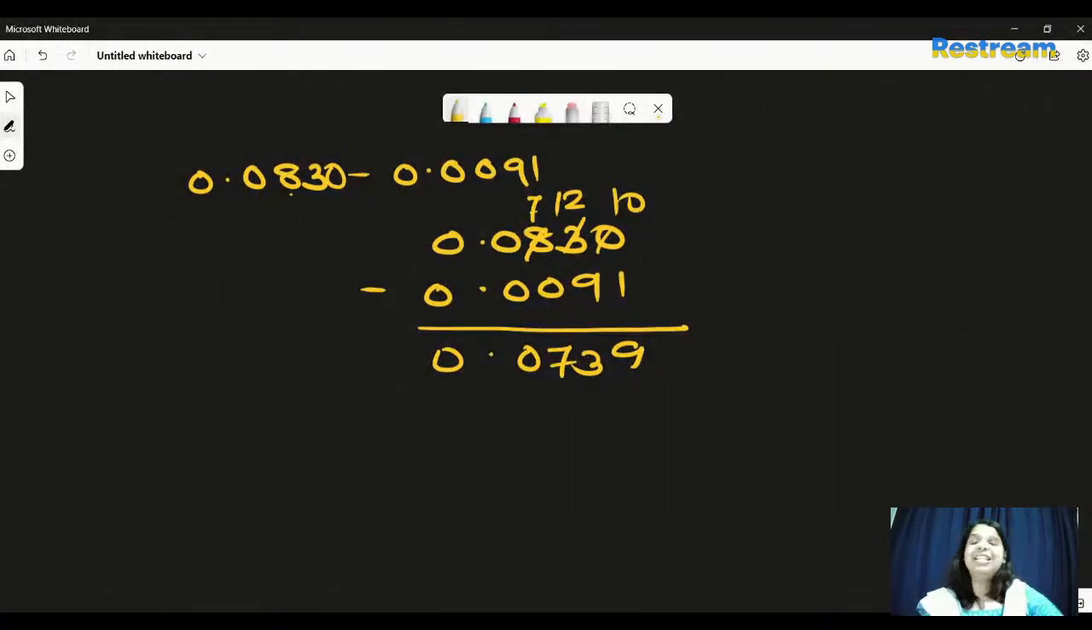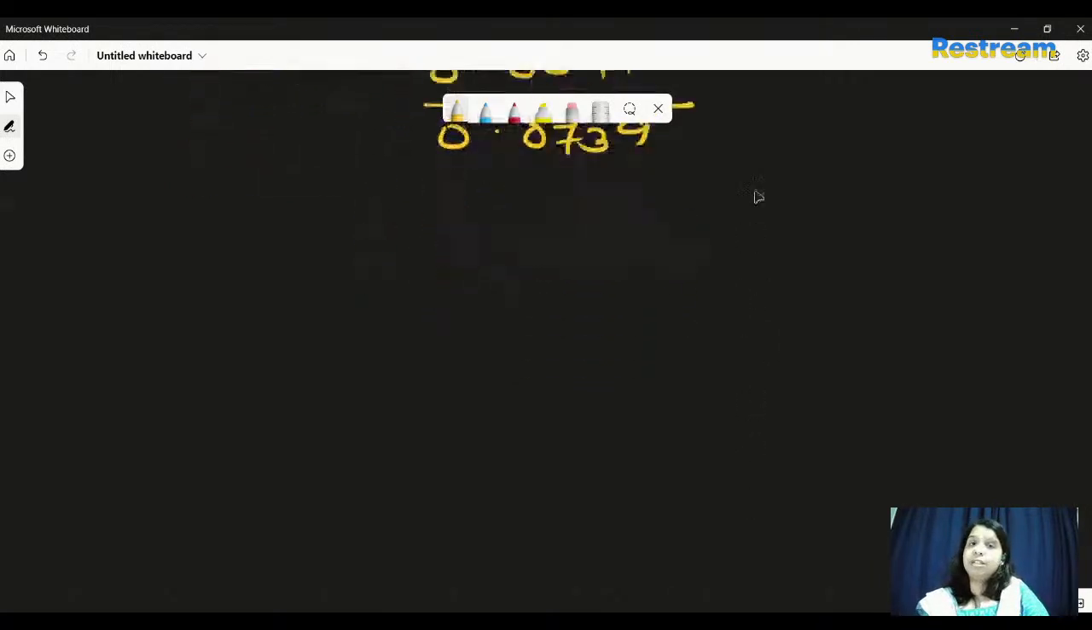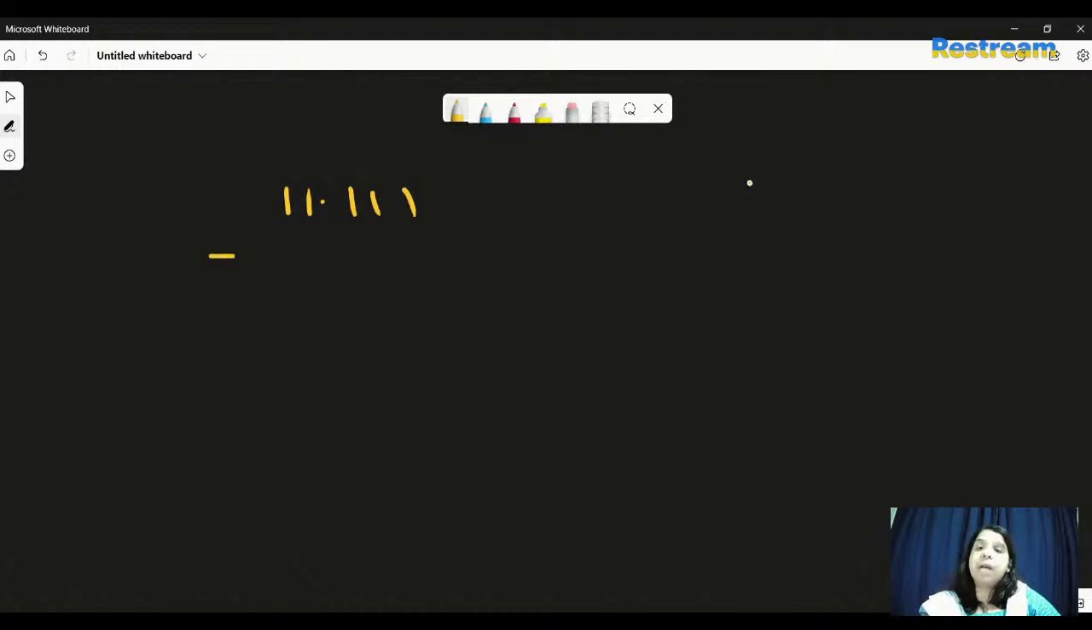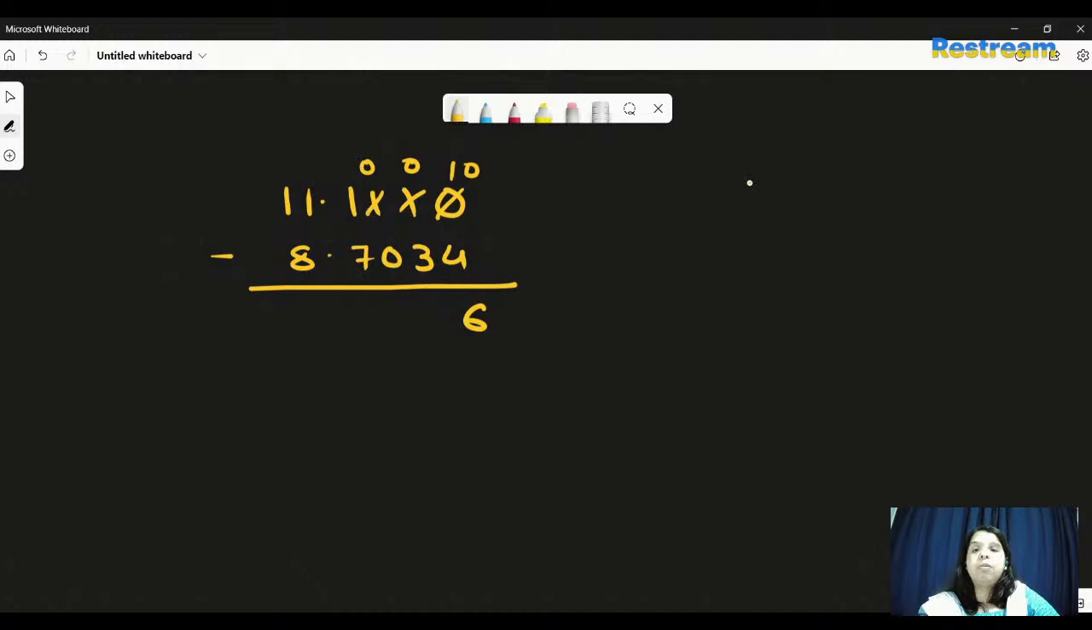Okay, so let's do a few more subtractions before we end today's class, and in the next class we will do division and multiplication. Okay, so let's take a nice example. 11.111 minus 8.7034. So we have to add a 0 over here. So this is 0. Then minus 4 is 6. Again we will borrow 1 from here. So 10 minus 3 is 7.